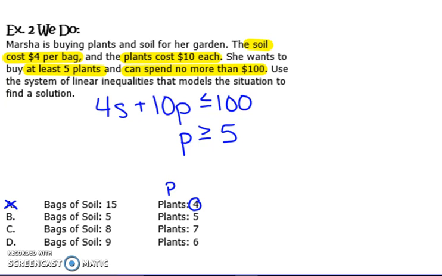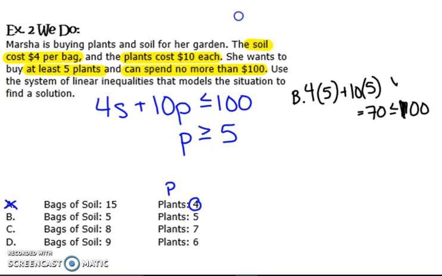So now we have to check our first inequality. Again, make sure you're checking all your points. I'm going to start with letter B, and I'm going to take 4 times my bag of soil, which is 5, plus 10 times my plants, which is going to give us a total of 70. Well, is 70 less than or equal to 100? Yes, that works. So letter B is a possible solution.